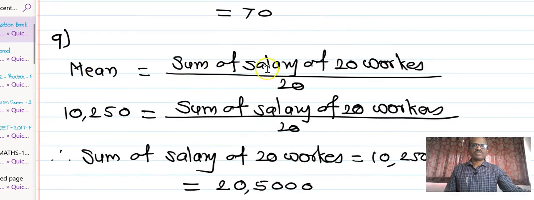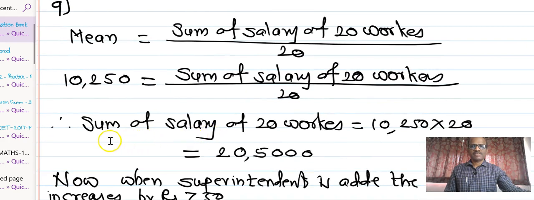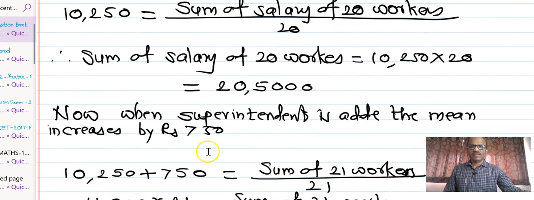The mean is equal to the sum of the salary of the 20 workers upon 20, and that is 10,250 equals the sum of the salary of 20 workers upon 20. Therefore, the sum of the salary of the 20 workers is equal to 10,250 into 20, that is equal to 2,05,000. Now, when the superintendent is added, the mean is increased by 750.